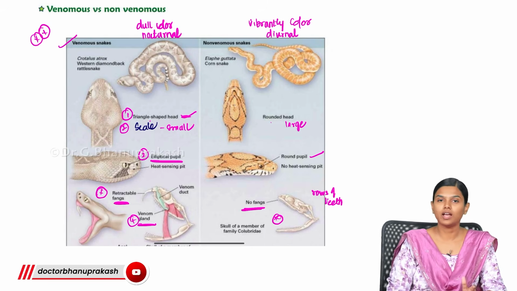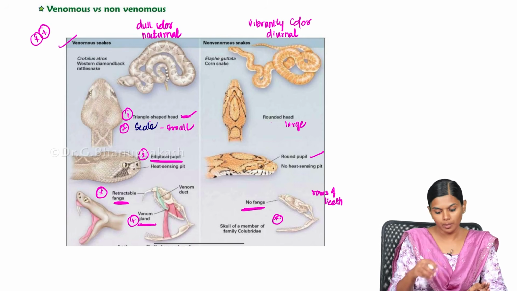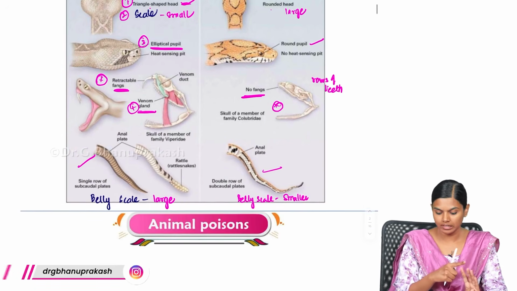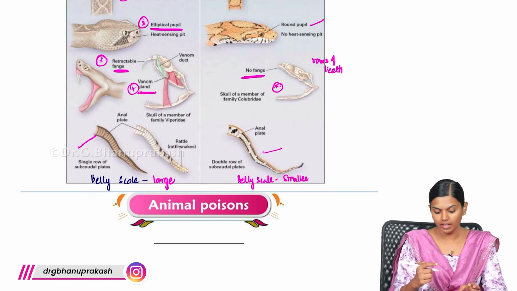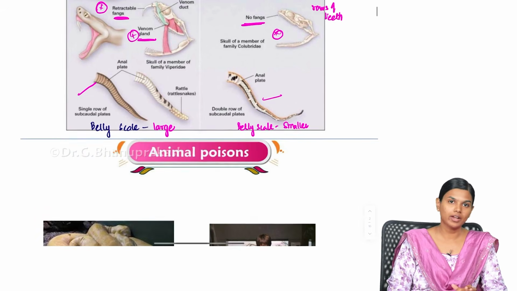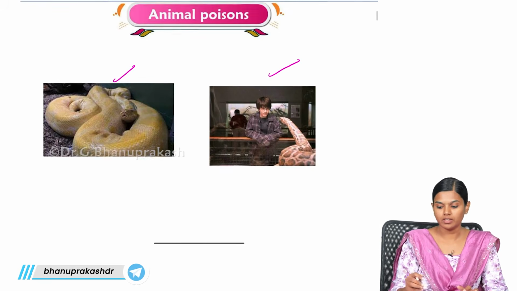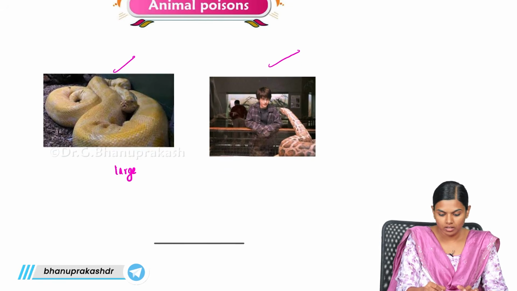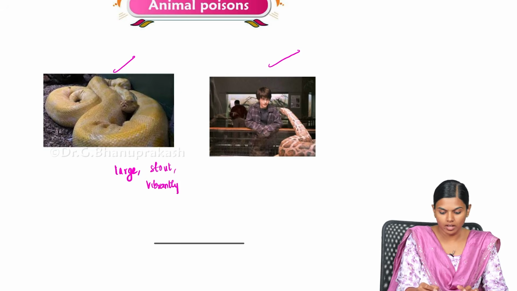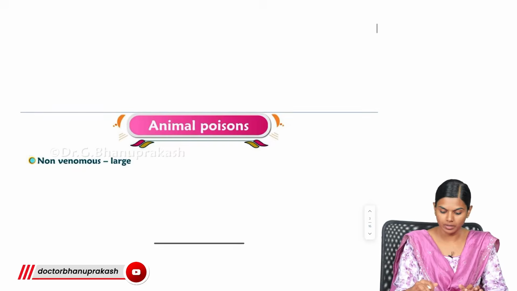This is important, they will ask. So you can say the head scales, the size of the head and the shape of the pupil. Then you can talk about the fangs and teeth. Then you can talk about the belly scale and the anal plate. All these are the differences between venomous and non-venomous snake. So even if people come along with the snake, you will be able to identify whether it is venomous or non-venomous. Mostly these are non-venomous snakes. You can see they are large, stout, and vibrantly colored. All these, boa constrictor and everything, are non-venomous snakes.